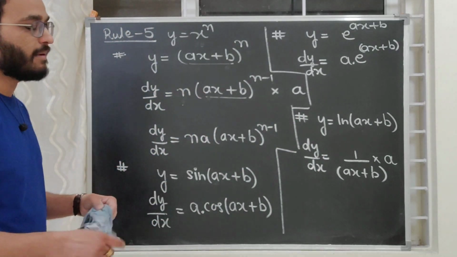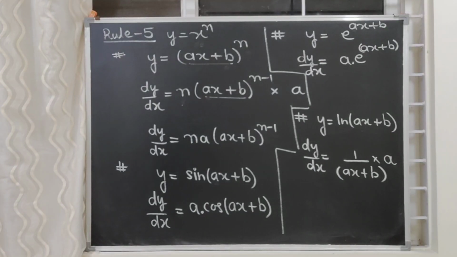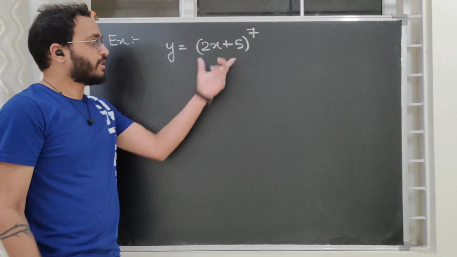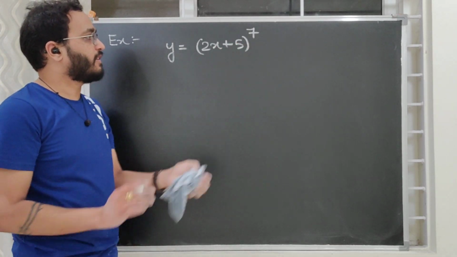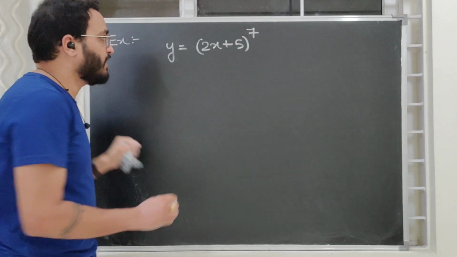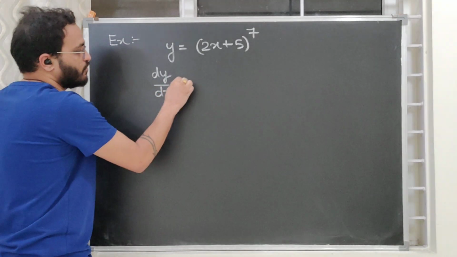Now let's do some examples related to rule number 5 and you will get the idea very crystal clear. Now let's take an example. Here, instead of x to the power 7, what I have written is ax plus b, that is 2x plus 5 to the power 7. Now when we differentiate this, we will simply do it as if we are differentiating x to the power n.